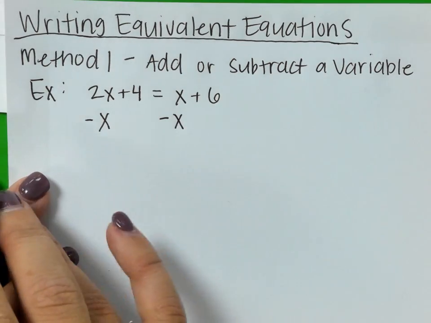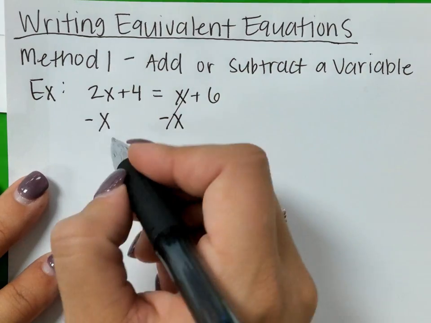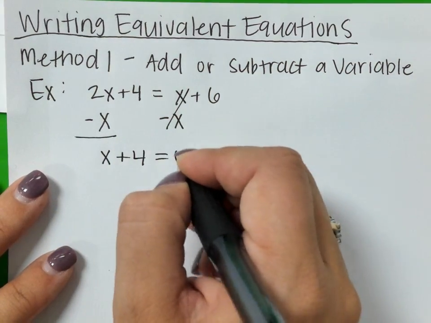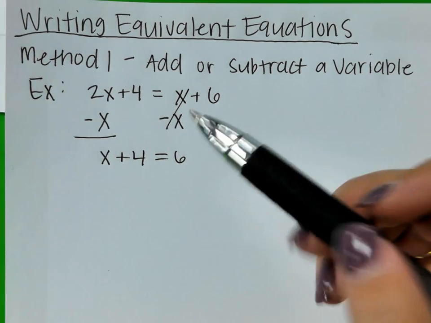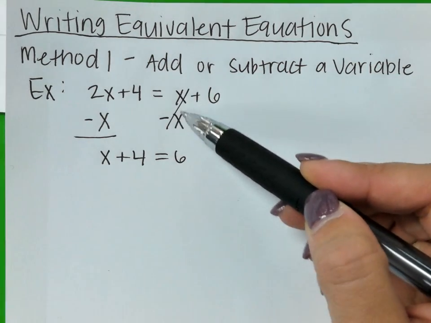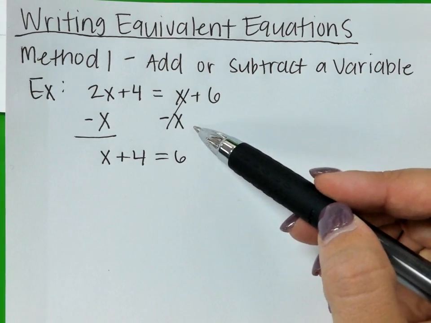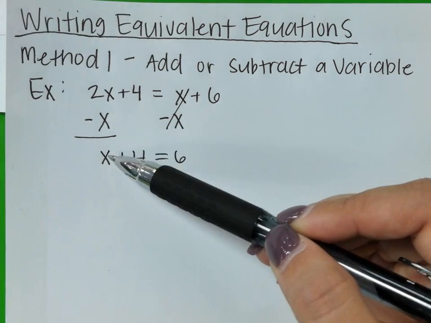So I subtract x from both sides, and that cancels out these, and it leaves me with x plus 4 equals 6. These cross out because I have a 1x minus a 1x. So 1 minus 1 gives me 0, right? Oh, and that's 2x. And then, yes, this is 2x minus 1x, so that leaves me with 1x.